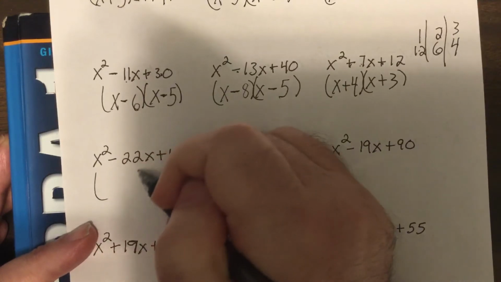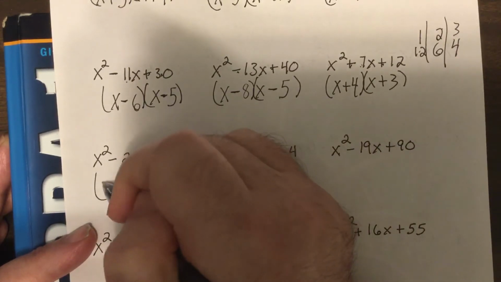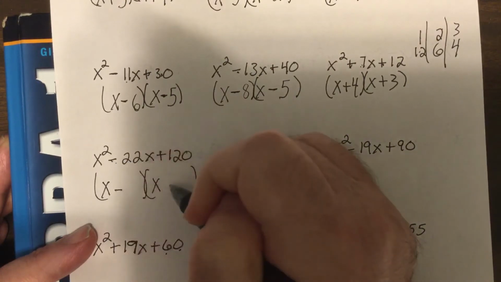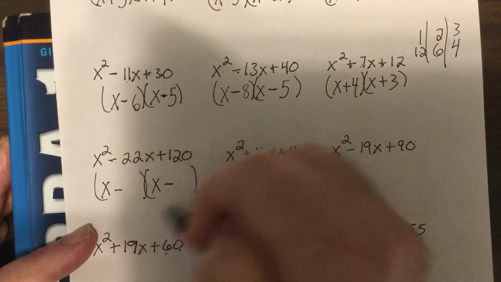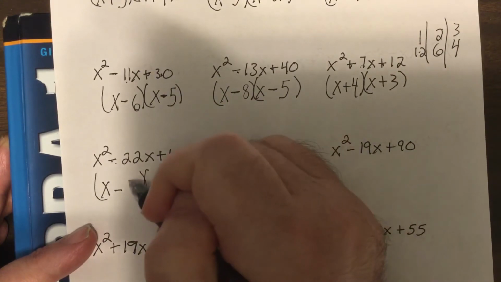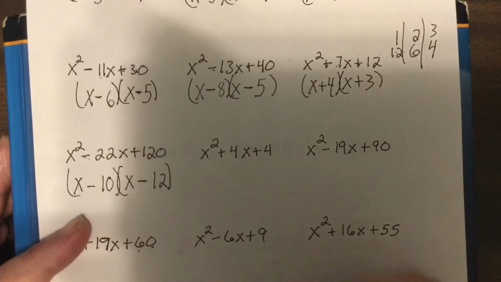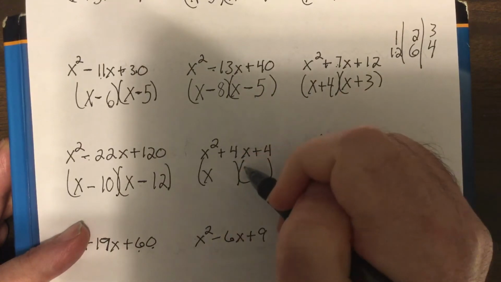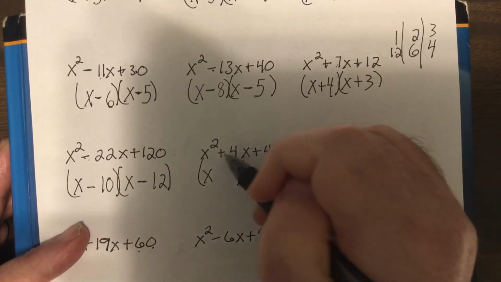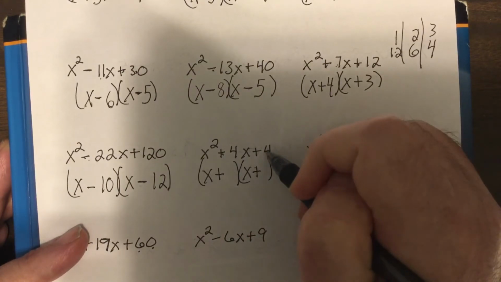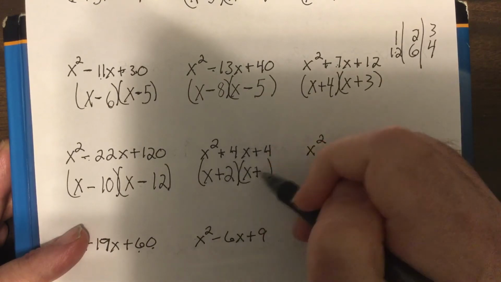Okay, so this one. X squared is x and x. Last term is plus, so both are minus. Now there's no excuse not to get at least this far. 120, how about 12 and 10? Ooh, that was a tricky one. I tried to trick you. Then this one, x and x. Last term's plus, so both are the same as the middle, which is plus. And what do you multiply to get 4, but you add to get 4? And that's 2 and 2.